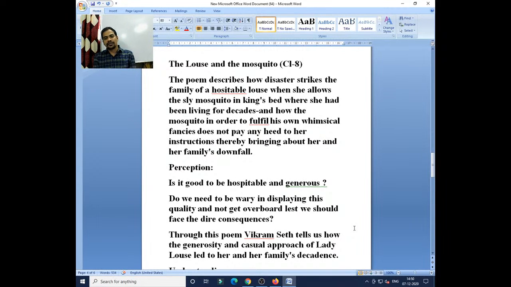The Louse and the Mosquito is a very beautiful poem, and this is the story of insects. You will find tiny creatures, the beautiful tiny creatures, and you will come to know the lesson that we are going to learn also.